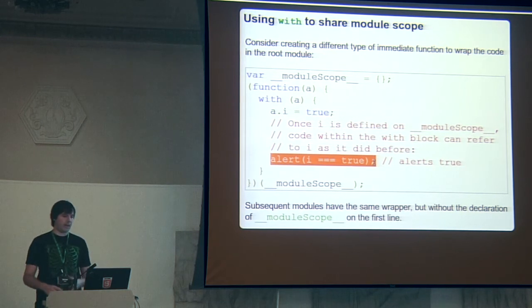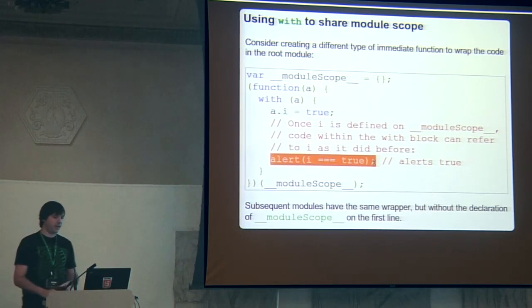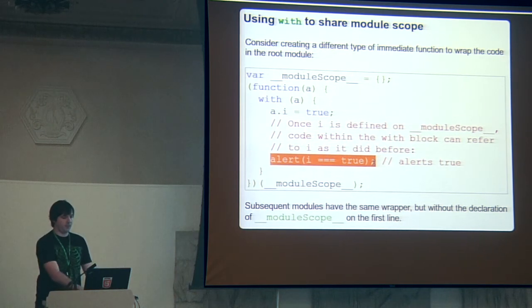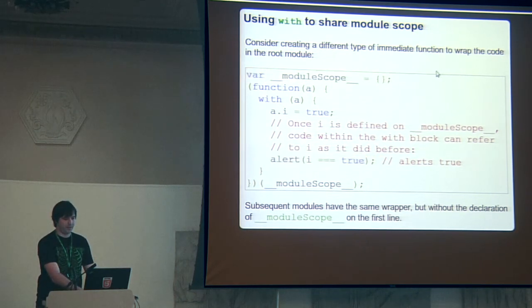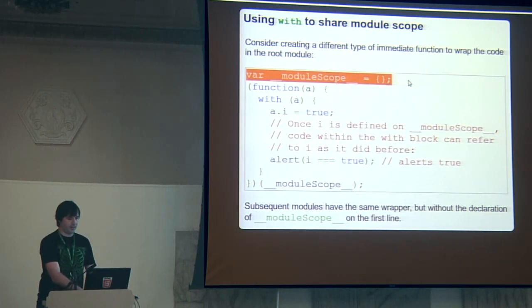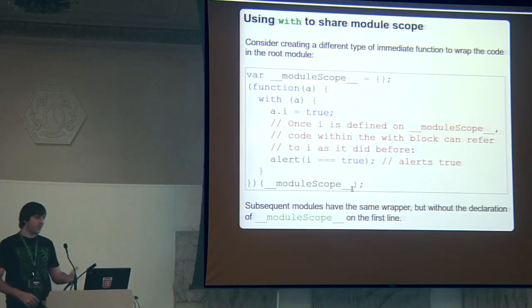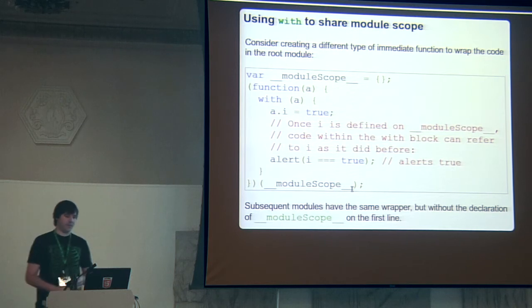And so basically, every module that you load, which now you can do via a script tag, you have basically the exact same thing as this, except this declaration at the top, because this is going to be a global that actually is shared. And then every module will just call its function and take module scope and pass it in.